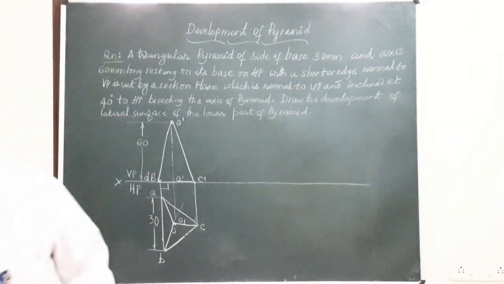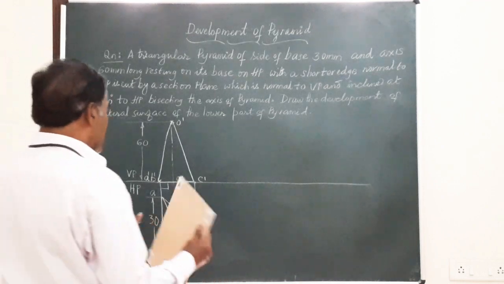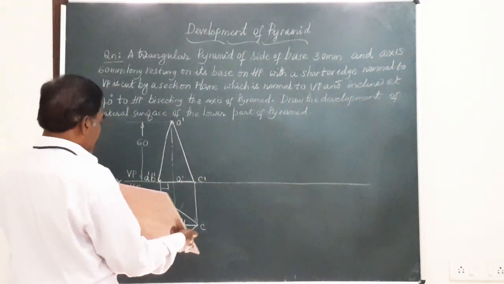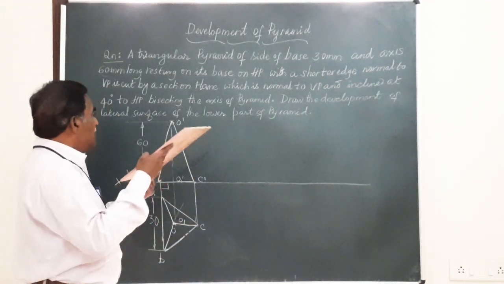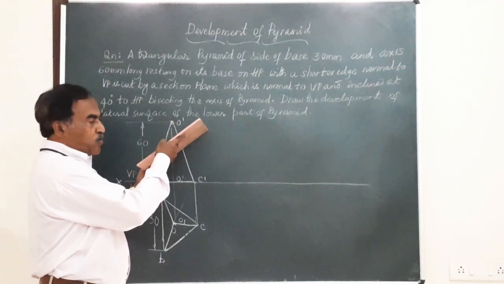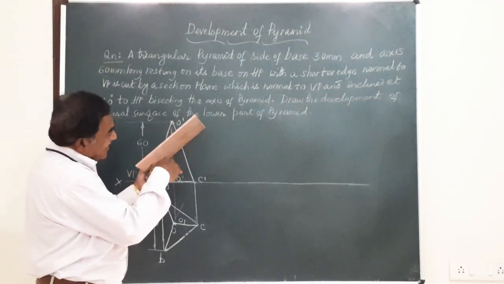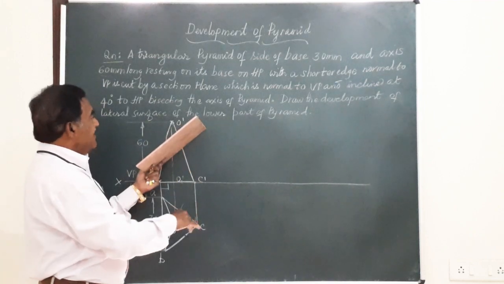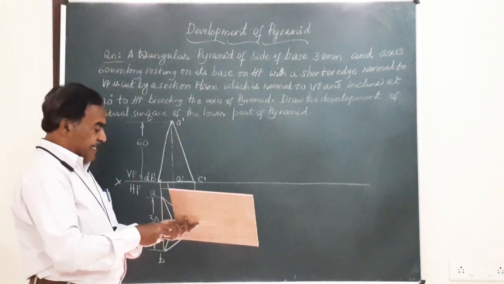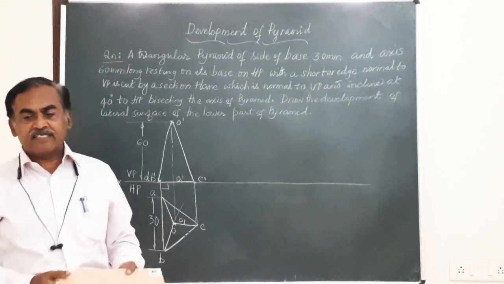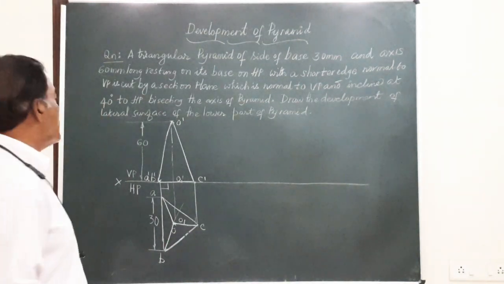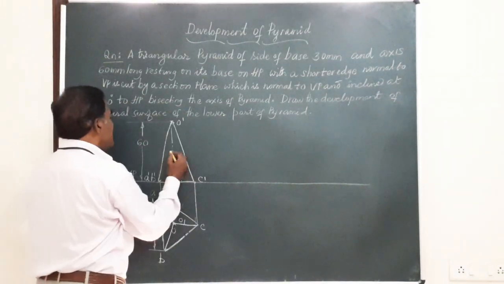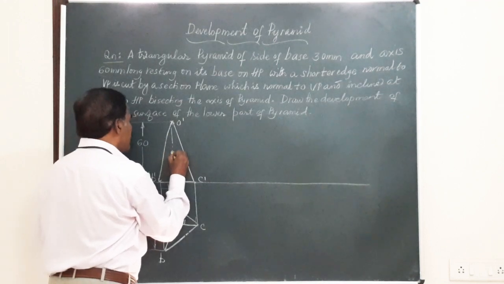Let's see the position of the object. So this is cut by a section plane which is normal to VP, means normal to the board, and inclined at an angle of 40 degrees to the horizontal, to the XY line, and it has to bisect the axis. What's the meaning of bisecting the axis? That is, it is going to cut or divide the axis into two parts, and we have a point here.